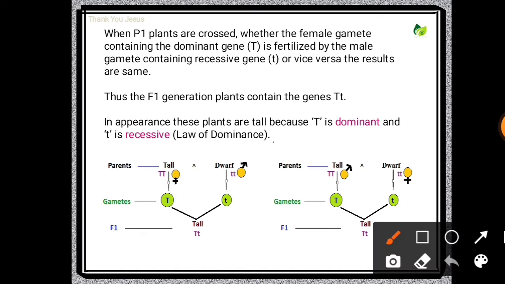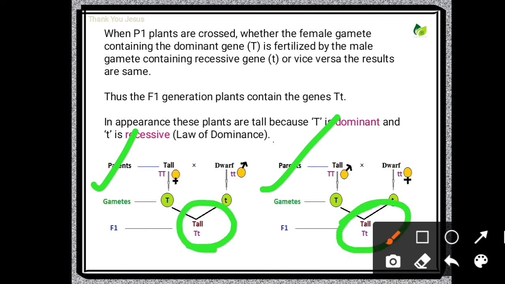Here you can see two different types of crosses. The only difference is that in the first cross, the tall parent is the female parent. In the second cross, the tall parent is the male parent. These two crosses give the same results. So it is very important. Such two crosses are referred to as reciprocal crosses. Even though they are reciprocal crosses, they give the same results. So the F1 hybrid always shows the dominant character only.